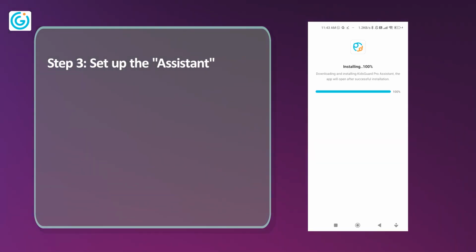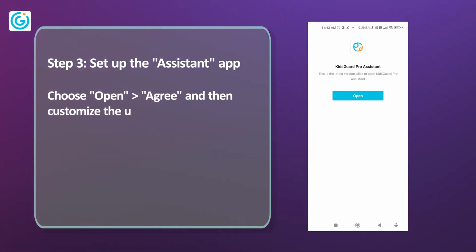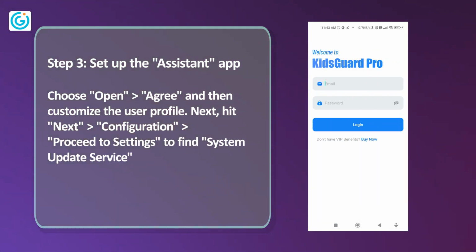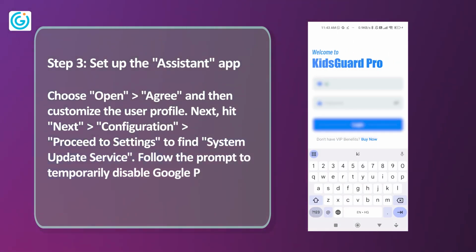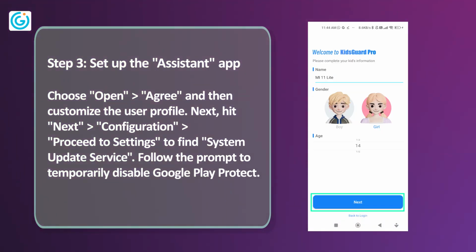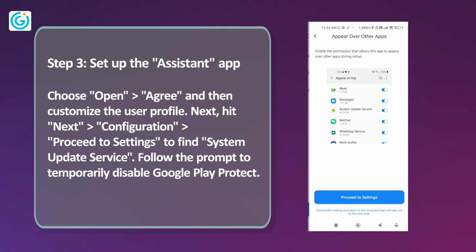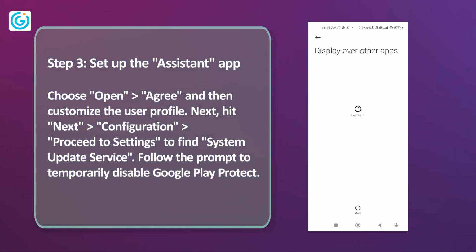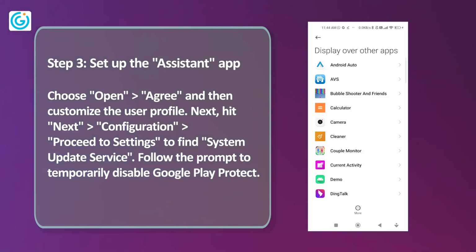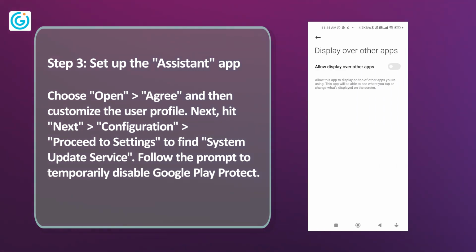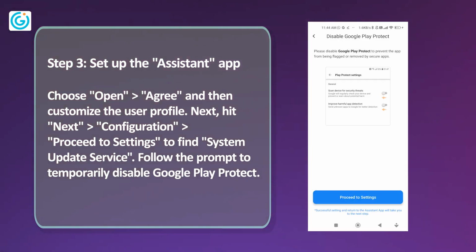Step 3. How to set up the Assistant app. On the ClevGuard EULA and Privacy Policy page, tap Agree to launch the app. Log in using your registered email address and password. Enter the name, gender, and age to customize the profile. Tap Next Configuration. Proceed to Settings. Scroll through the apps to find System Update Service and enable it by switching on Allow Display over other apps. Temporarily disable Google Play Protect by turning off app scanning in the settings.